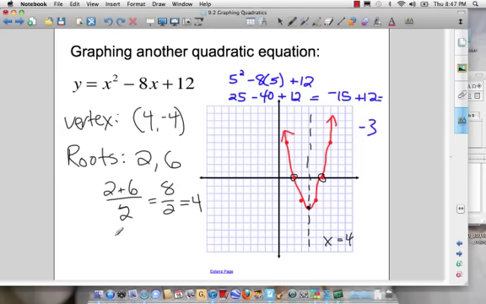And then once you know the x-coordinate of the vertex, if you need the y-coordinate, you can plug in, in this case, 4 for x. 4 squared minus 8 times 4 plus 12. And if you compute that out, you'll get negative 4, the coordinates of the vertex.